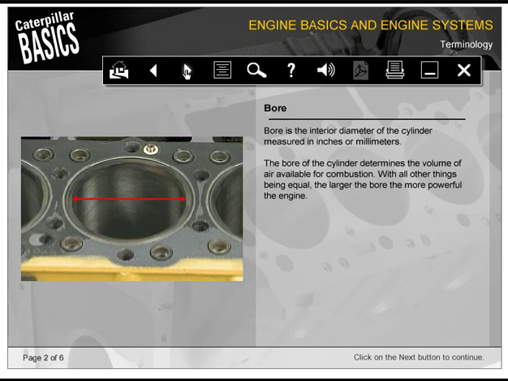Bore is the interior diameter of the cylinder measured in inches or millimeters. The bore of the cylinder determines the volume of air available for combustion. With all other things being equal, the larger the bore, the more powerful the engine.